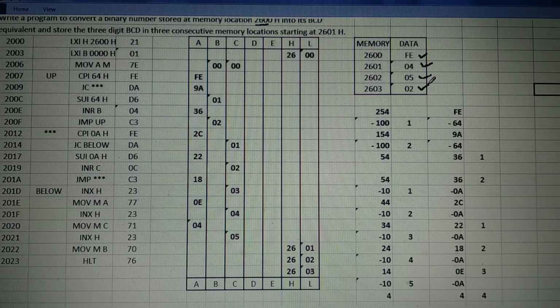Here the logic is very simple. Once you understand the logic, then the program part is very easy. Here FE is in hexadecimal form. The equivalent in decimal form is 254.